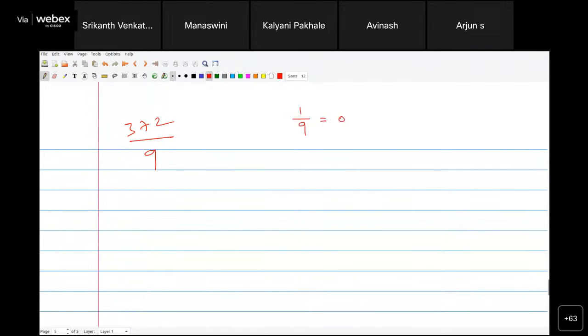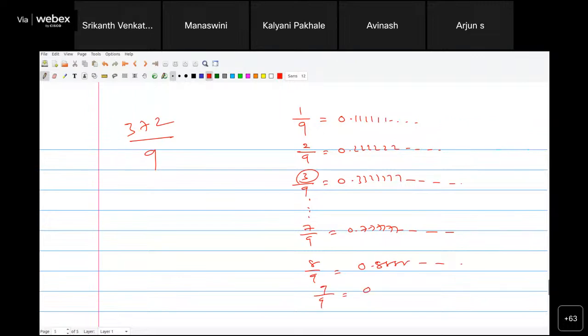So 1 by 9 will be 0.11111 and so on. And 2 by 9 will be 0.2222222. These are small tricks you can say. And 3 by 9 will be 0.33333. Whatever the number in the numerator, 7 by 9 will be 0.7777 like this. And 8 by 9 will be 0.88888. 9 by 9 is 0.99999, and this 0.99999 is nothing but 1.